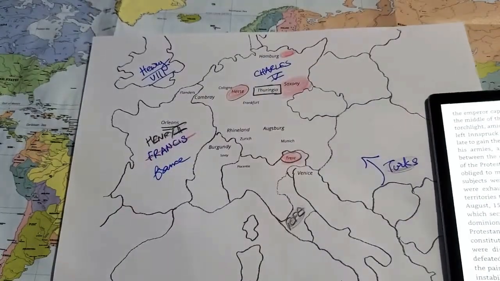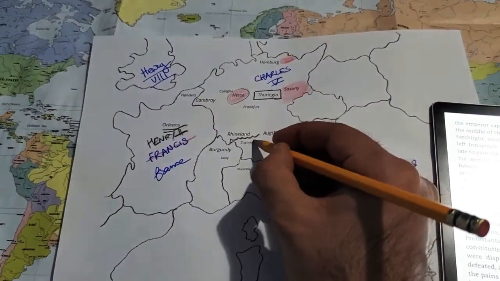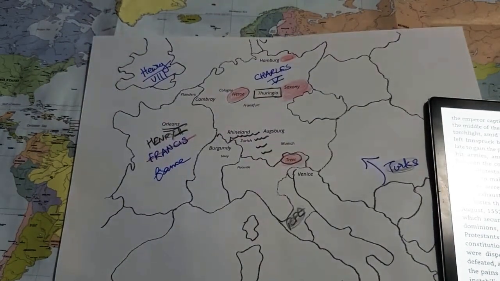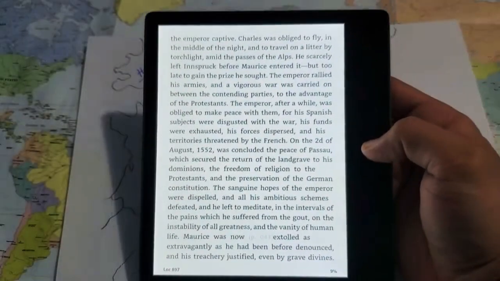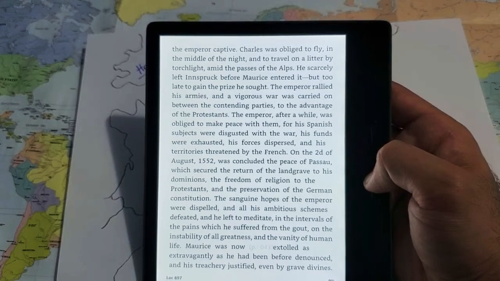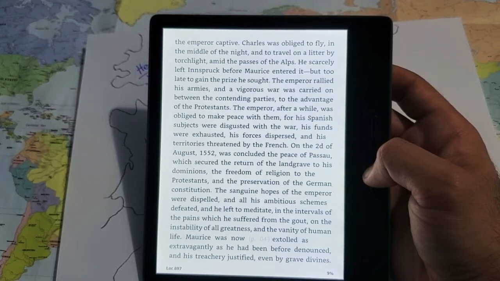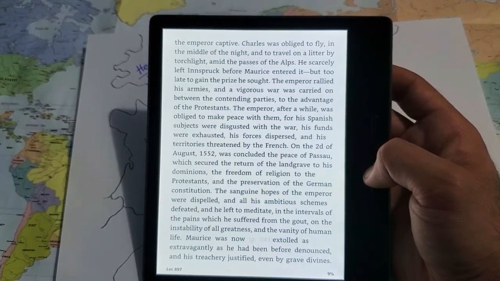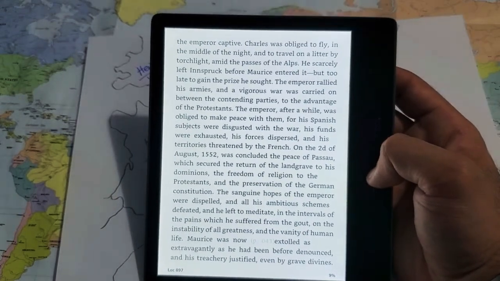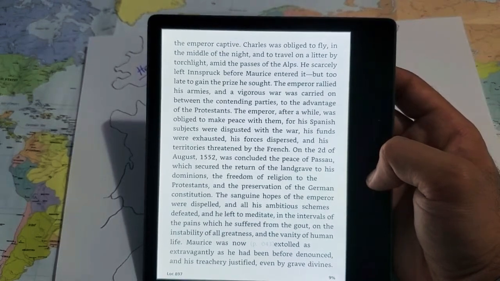So there's mountains in Switzerland and also northern Italy. So the emperor is running for his life through these mountains. The emperor, after a while, was obliged to make peace with them, for his Spanish subjects were disgusted with the war, and his funds were exhausted, his forces dispersed, and territories threatened by the French. So Spain doesn't want to be paying for all these wars. That's what they've been doing since he's been emperor.